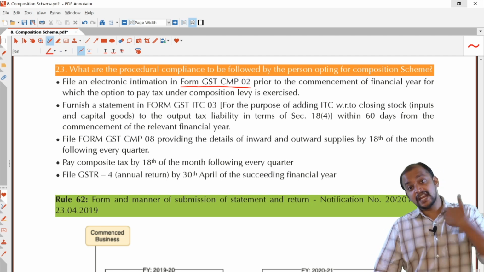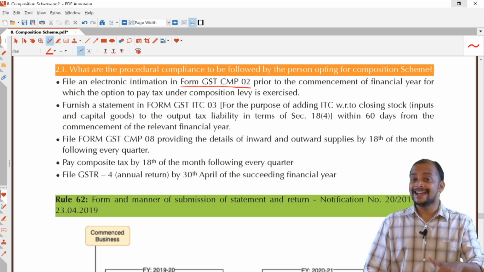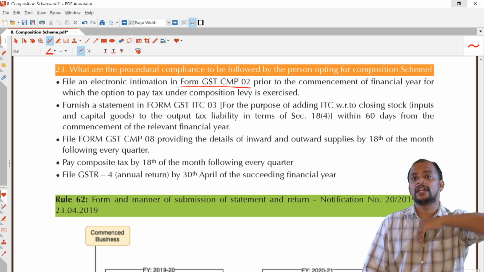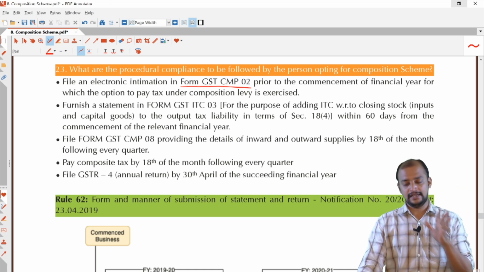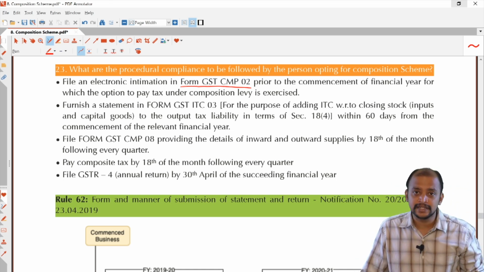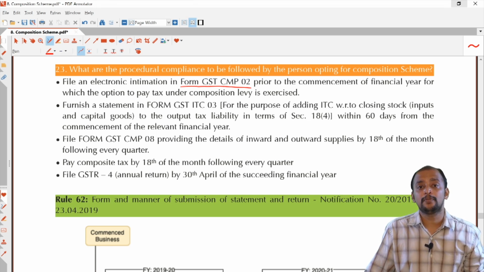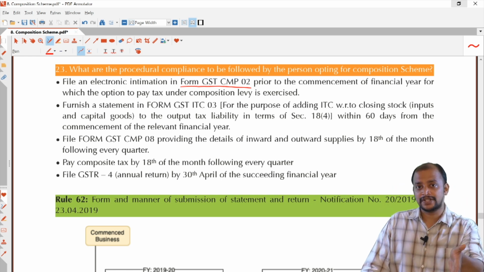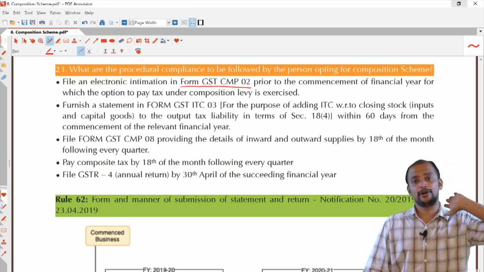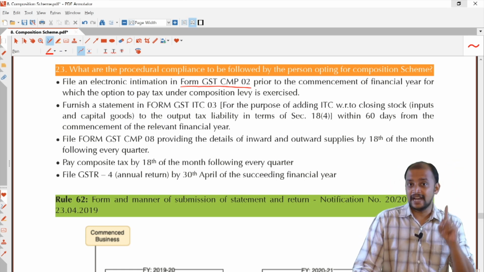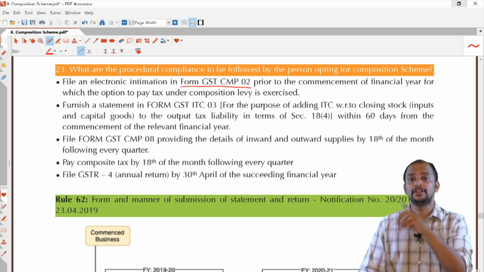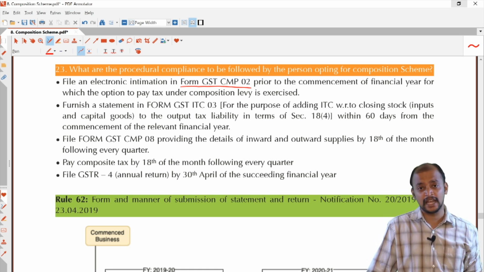If you are obtaining registration, then at any time in a financial year you can obtain registration and enter into the composition scheme. But if you are already a registered person, when can you opt for the composition scheme? At the beginning of the financial year. If you are not a registered person and during the year you are applying for registration, at any time you can enter into the composition scheme. At that time there is no need for intimation, because when you tick for composition scheme in the registration application, that itself is the application.